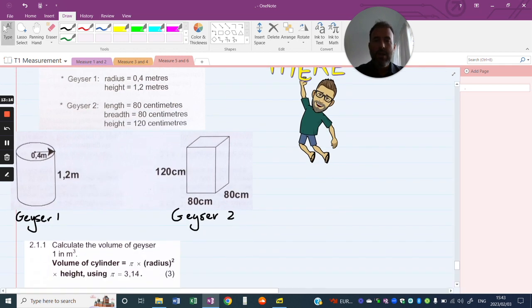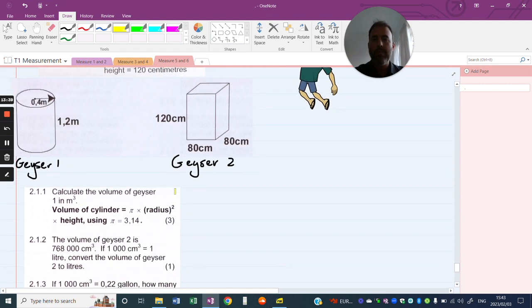If I look at the rectangular prism, these are all centimeters, and we don't have millimeters and centimeters together in one diagram. They're all the same, which helps us a lot. Otherwise, you might have to change them all to the same units before you put them into your formula. So just look at your units and see what you're given. The question might be asking us for the same units, and we're just checking that they're all the same in the diagrams. Okay, here comes question 2.1.1.